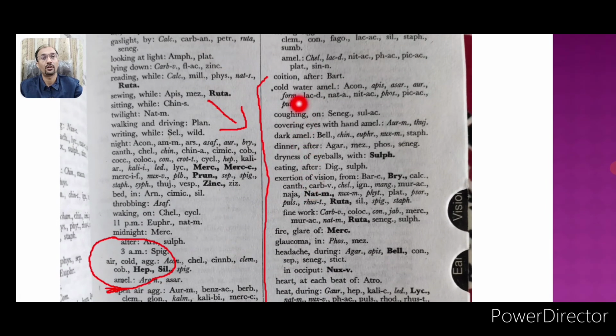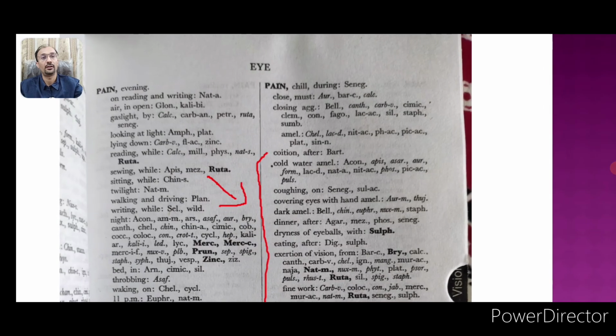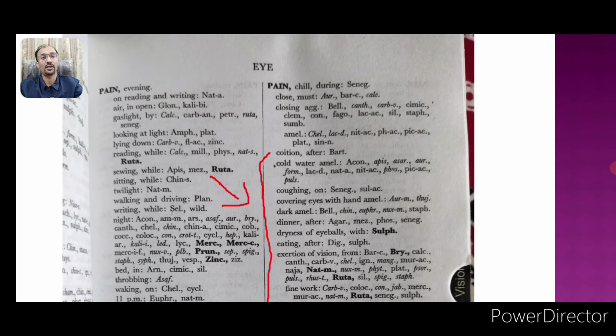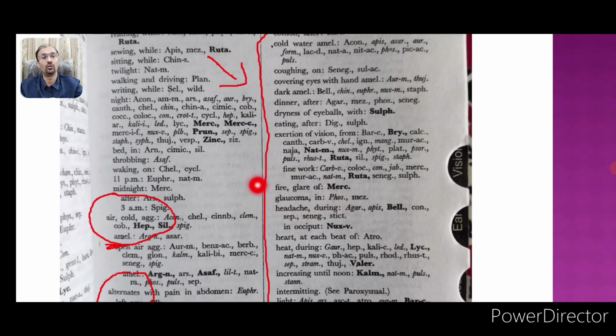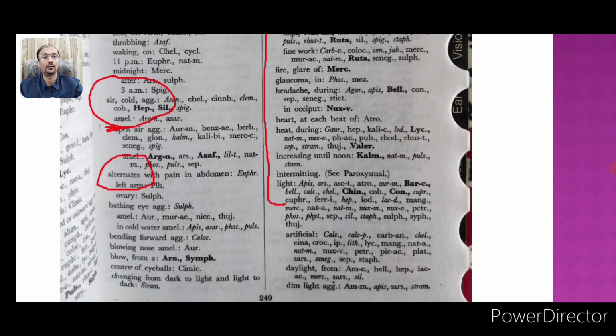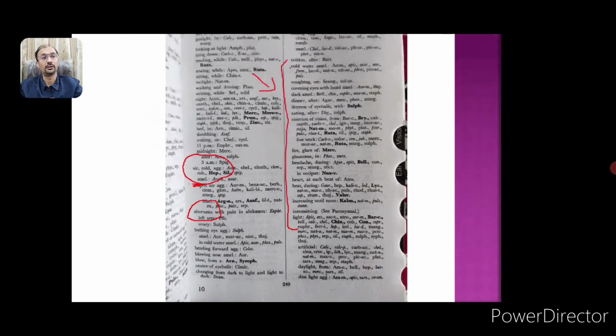order. Okay, cold water, coughing, dark. This means eye pain in glaucoma. So some clinical conditions are also given. Okay, headache during is also there. So it is like this.